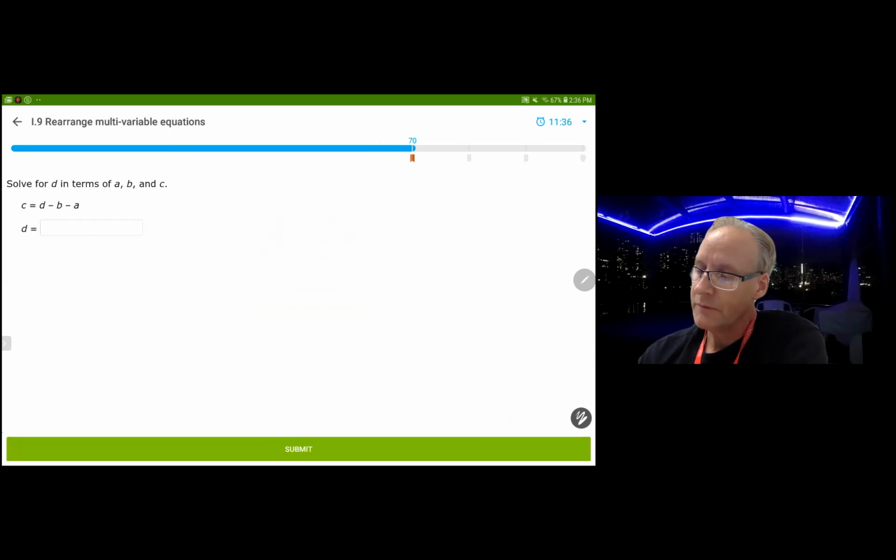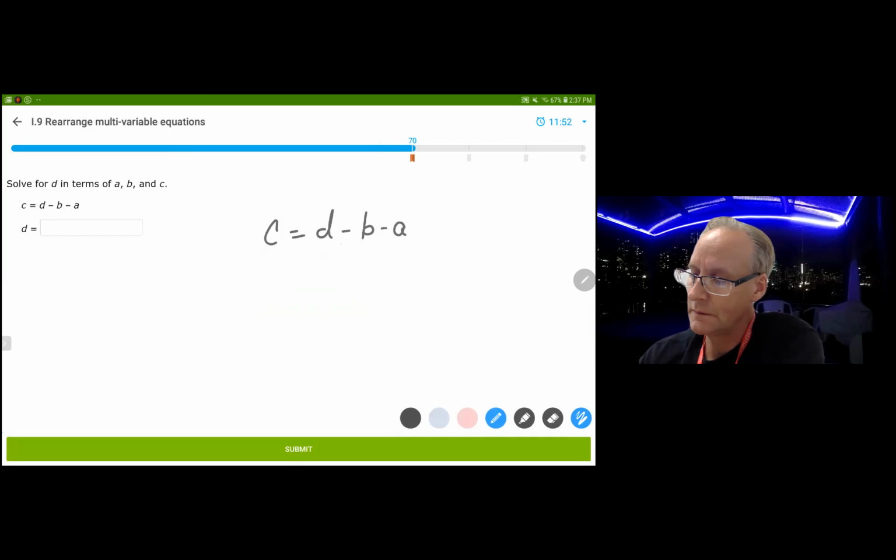All right, we're going to solve for D in terms of A, B, and C. Hopefully everybody can see that I'm going to add the B and the A to both sides. And I guess I'll write it. C equals D minus B minus A. And I want to get the D by itself. So I'm going to add B to both sides. I'm going to add A to both sides. And I get C plus B plus A.